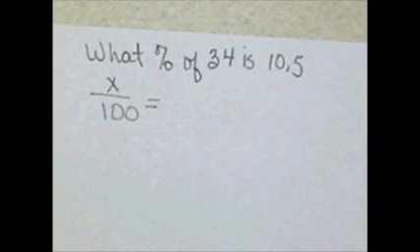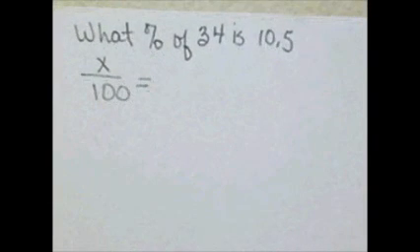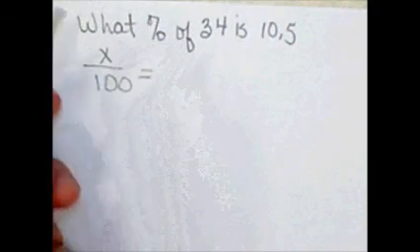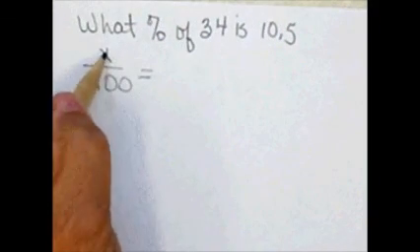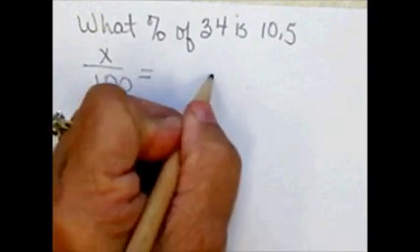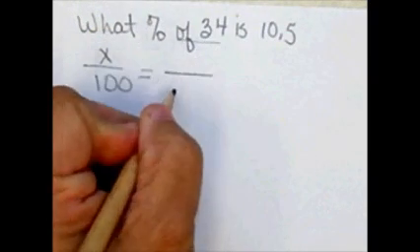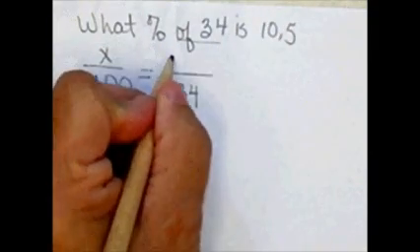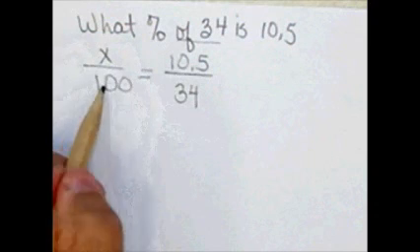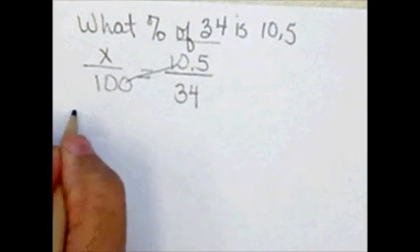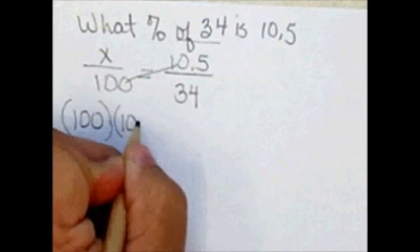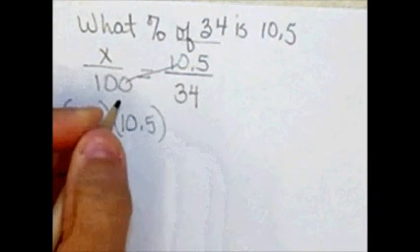So, what percent of 34 is 10.5? So what is the x? So what percent? What follows the word of is 34. Now, the number left in the problem is 10.5. So I cross the two I know. So 100 times 10.5. Okay, so when I multiply that, then I divide by 34.